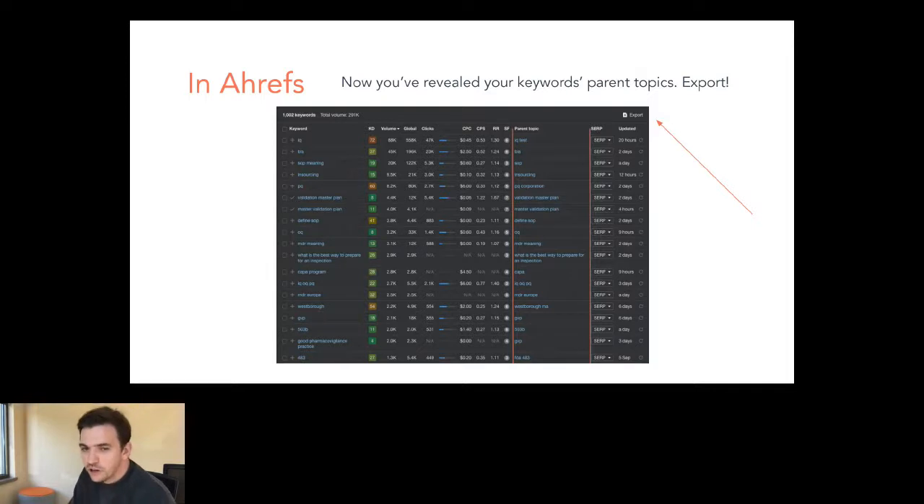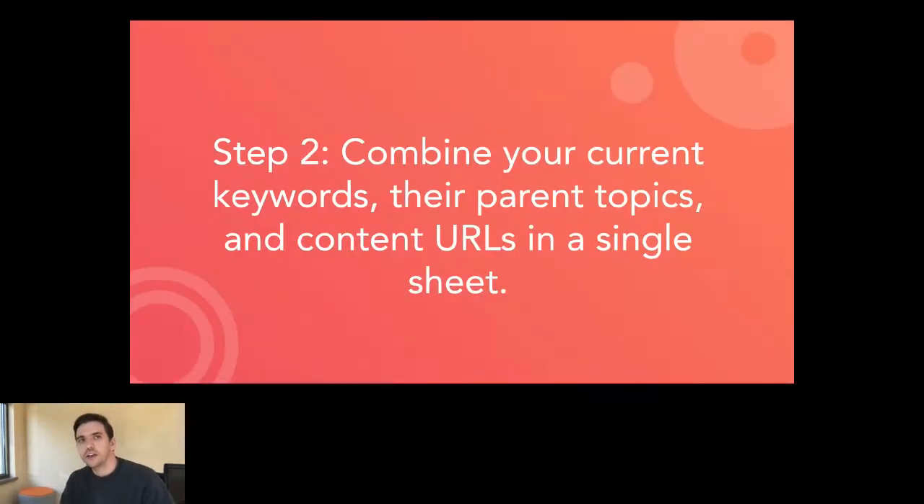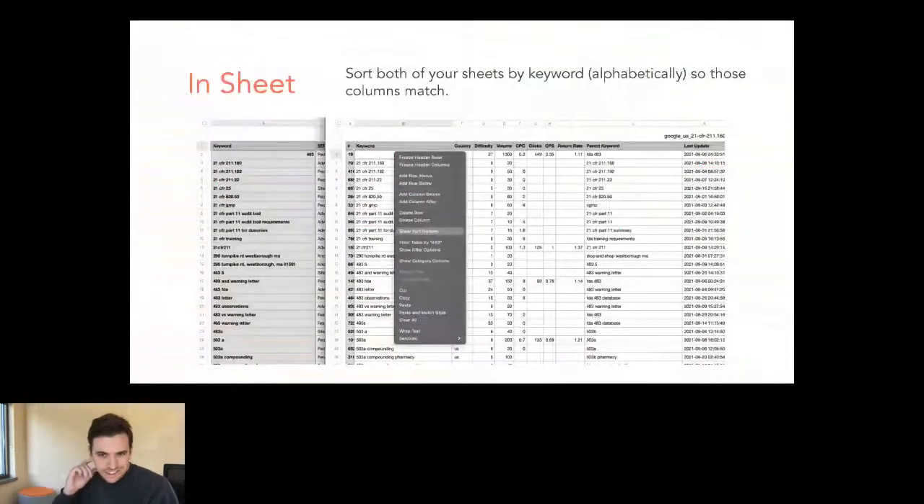So we now have one sheet that is a specific scan of keywords from your blog, and then you'll have a separate sheet containing the parent topics of the keywords in a vacuum. So step 2 is to combine your current keywords, ones you're ranking for, with their parent topics and the URLs that are ranking for those keywords in a single sheet. So we're just copying some columns over and putting them into one sheet so that we can use them together.